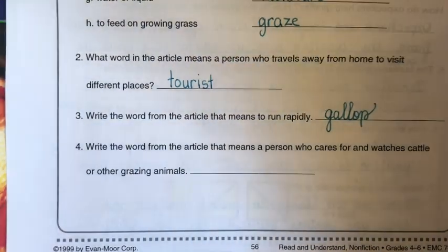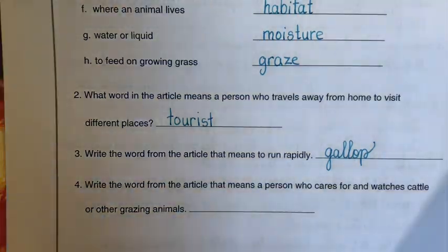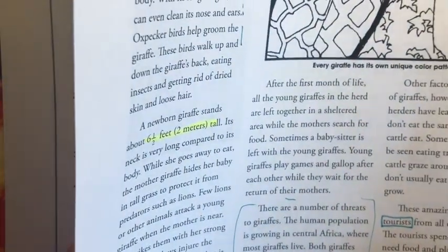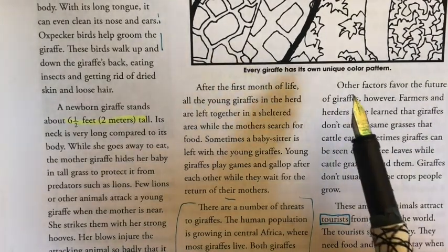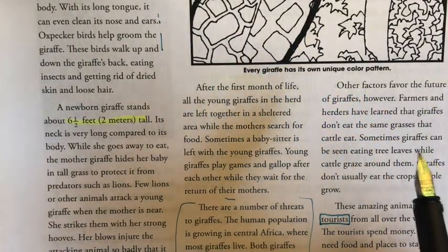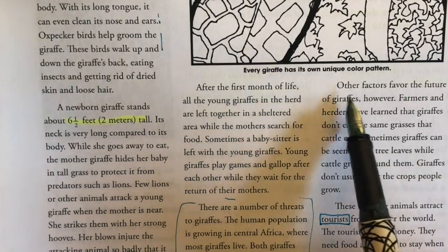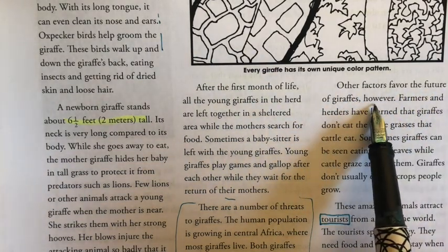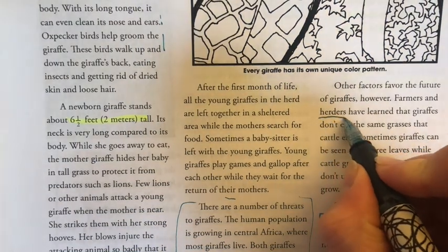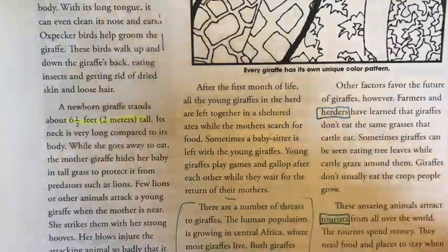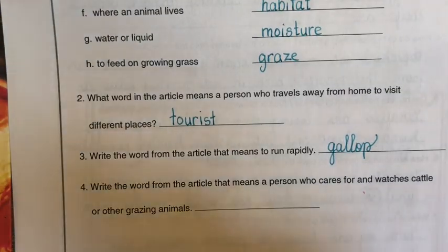Now, write a word from the article that means a person who cares for and watches cattle and other grazing animals. So I'm guessing this is going to be towards the end of the page where they talk about farmers. Okay. So we're looking for a word of someone who watches over grazing animals. Other factors favor the future of giraffes, however. Farmers and herders. Herders, that is a person who watches over grazing animals.